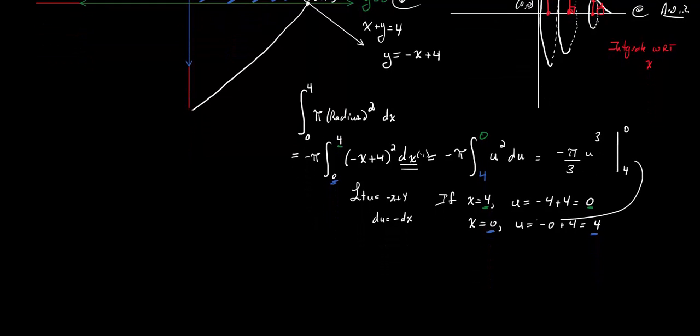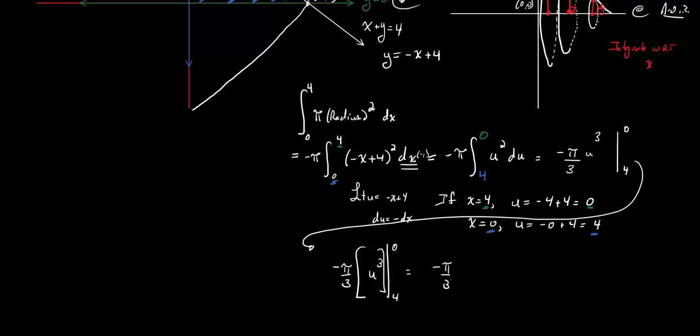Let's go ahead and pull this down right here. I'm going to keep my negative pi over 3 out to the front, and I'm going to evaluate my u cubed like this from 4 to 0. So we have negative pi over 3, 0 cubed minus 4 cubed, and this is going to give me a positive 64 over 3 pi, or 64 pi over 3.